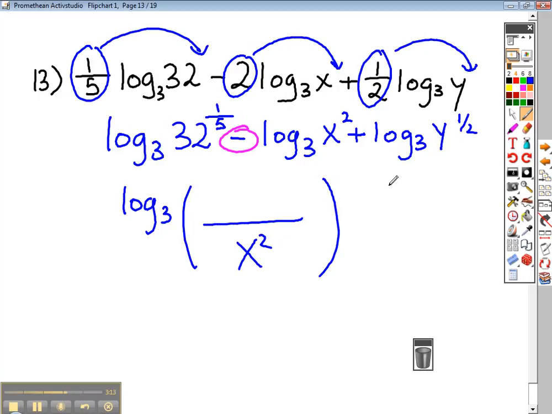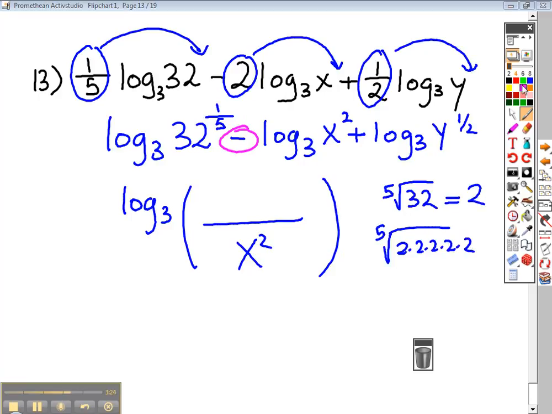This is 32 to the 1/5. If I work it out, that's the 5th root of 32. It turns out 32 to the 1/5 can be broken up as 2, 2, 2, 2, 2. So the 5th root of 32 is really 2. Okay, so what I'm saying is we can actually rewrite this as 2, if you feel comfortable. And then y to the half is really radical y, and it goes on the top because it's a plus. So that's your final answer.